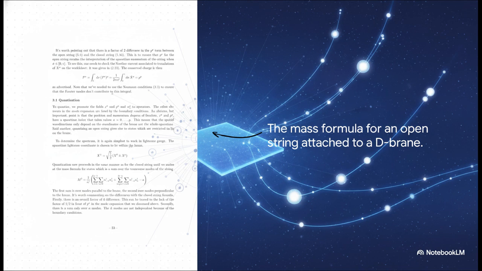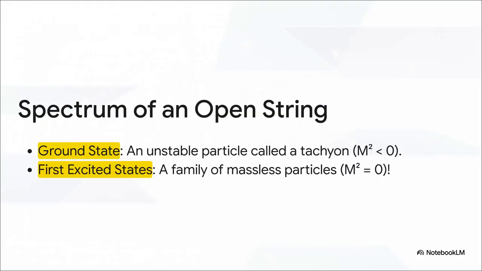mass. This formula you're seeing here is basically the string's songbook. It tells us the exact mass of the particles that are created by all the different ways the open string can vibrate while it's attached to a D-brane. And when you actually work through the math, a couple of incredible things pop out. The ground state, the string's lowest possible energy, which is no vibration at all, actually predicts a particle called a tachyon.